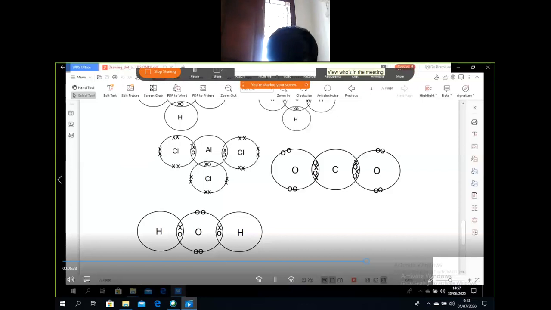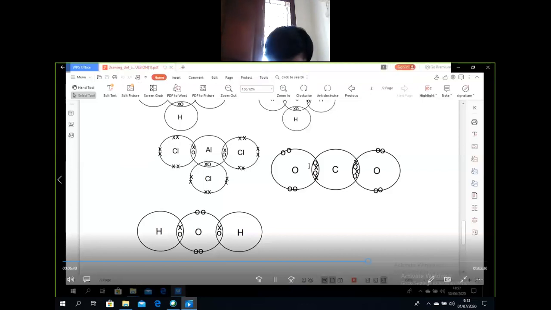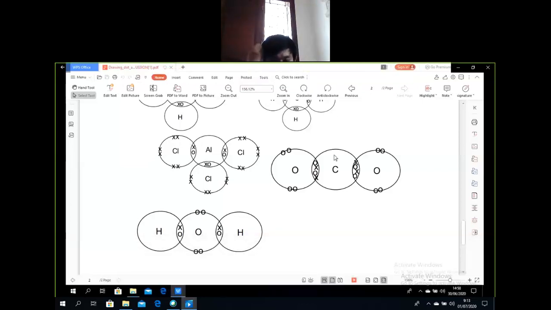And then for CO2 like this, there is a double bond here. Why double bond? Because there is one X and O referring to one single bond. There are 2 XOs here. So it means it is a double bond. On the right hand side also there is a double bond. So there are 2 double bonds.